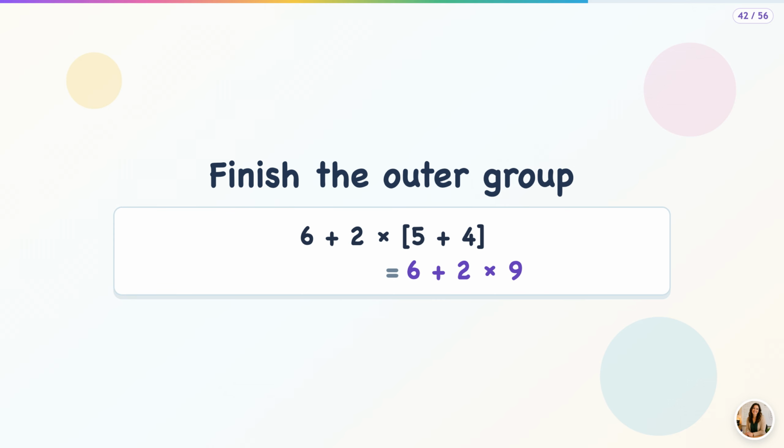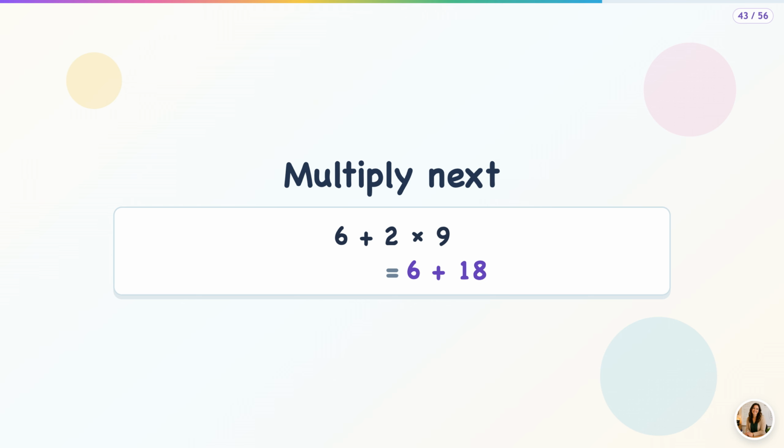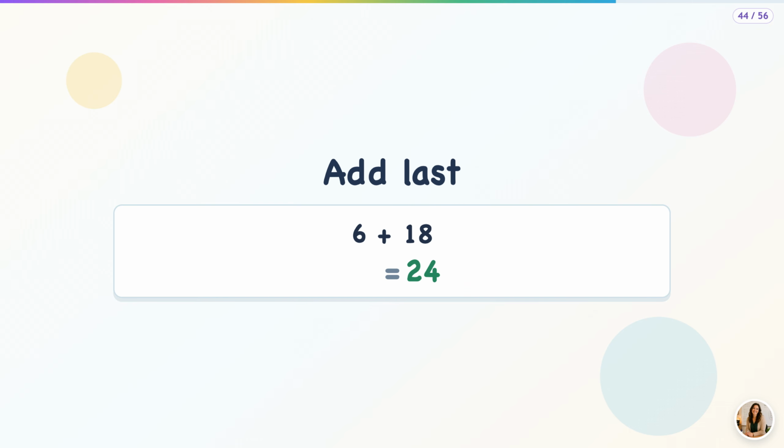Now finish the square bracket group. 5 plus 4 equals 9. Replace the entire outer group with 9. Multiplication comes before the remaining addition. 2 times 9 equals 18. Replace only that product. 6 plus 18 equals 24. Even this harder nested expression became easy when we peeled one layer at a time.